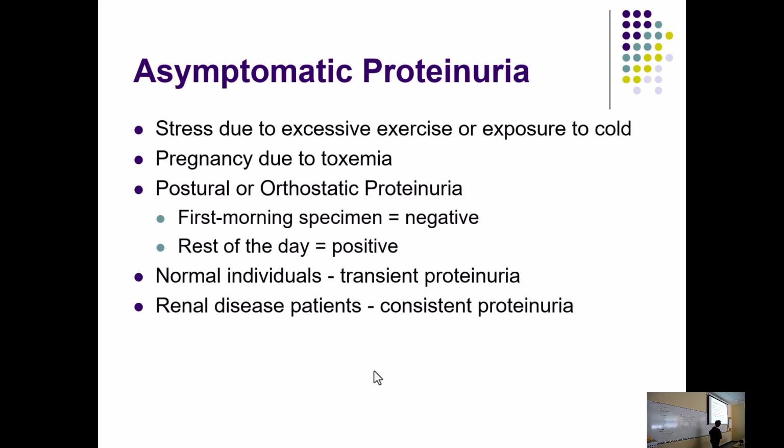Asymptomatic proteinuria, stress due to excessive exercise, exposure to cold, things like that can happen. Pregnancy, due to toxemia. Postural or orthostatic proteinuria: what that is is a first morning specimen. You don't have protein in your urine, but as you stand all day, there's pressure on one of your renal vessels that causes protein.